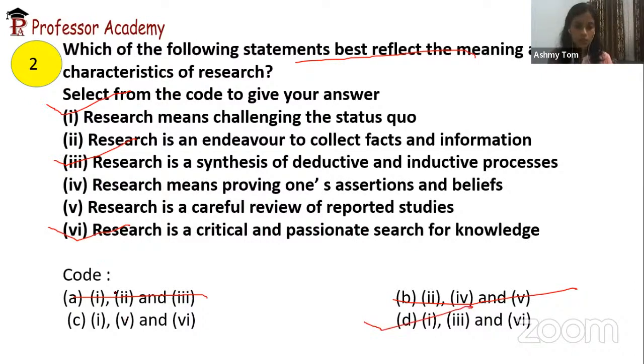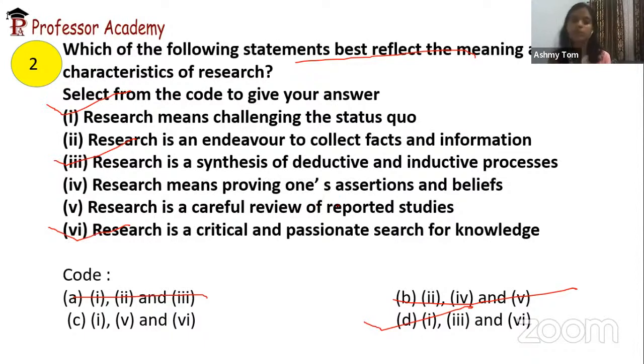And let's see what about the fifth one. That is C5. Why is it to be rejected? Research is a careful review of reported study. No, it is always an addition to the existing knowledge. It does have a part which is a literature review, which looks at the existing literature. So this is just a part of the existing studies. So we cannot say this completely reflects the overall meaning of the research process.